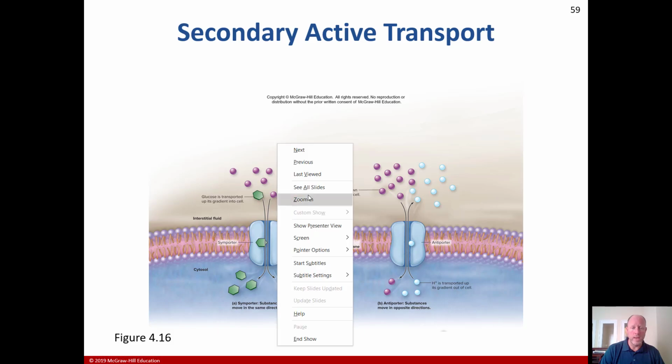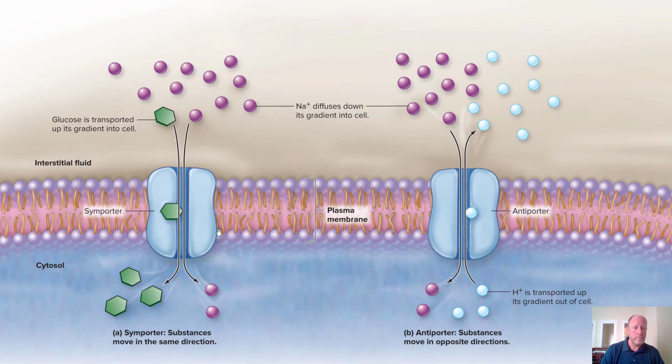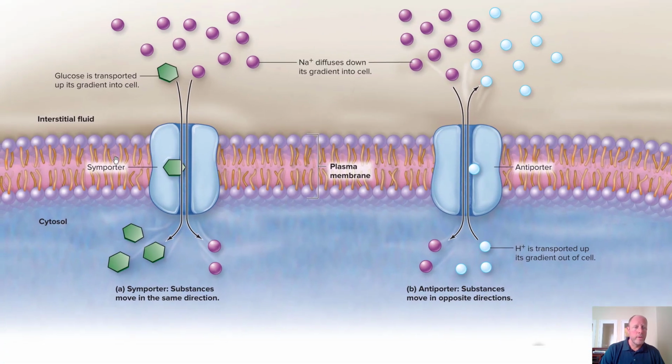Okay, and here's a good example of that, where you can see here with the symporter, substances are moving in the same direction, with glucose transported up its gradient into the cell itself, from the interstitial fluid to the cytosol and across that plasma membrane. And then we have the antiporter, where the substances are moving in opposite directions. So we have basically sodium coming down here, and we have hydrogen transported up its gradient out of the cell.